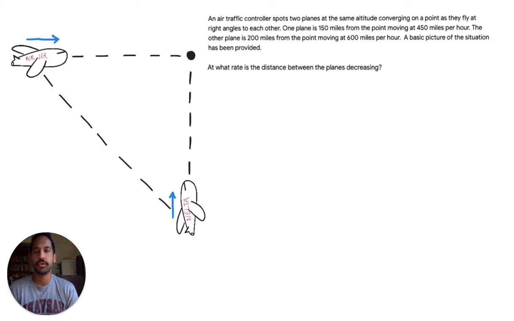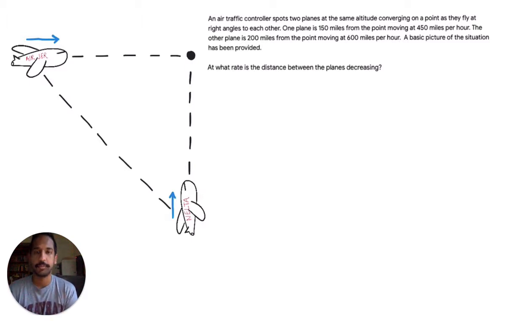An air traffic controller spots two planes at the same altitude converging on a point. So they're coming together at one point as they fly at right angles to each other. That means their paths will make a right angle. One plane is 150 miles from that point, moving at 450 miles per hour. The other plane is 200 miles from that point, moving at 600 miles per hour. A basic picture of the situation has been provided. At what rate is the distance between the planes decreasing?